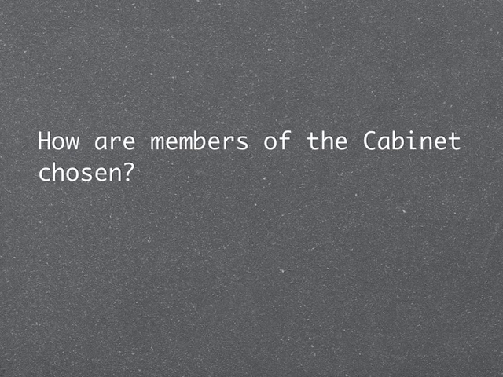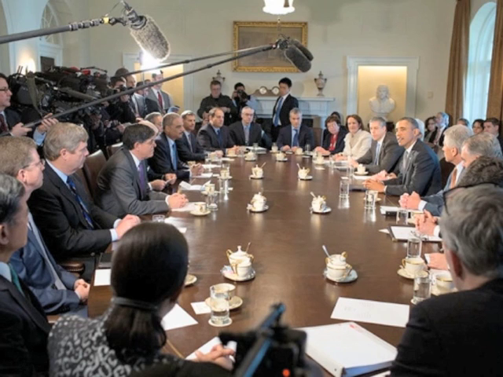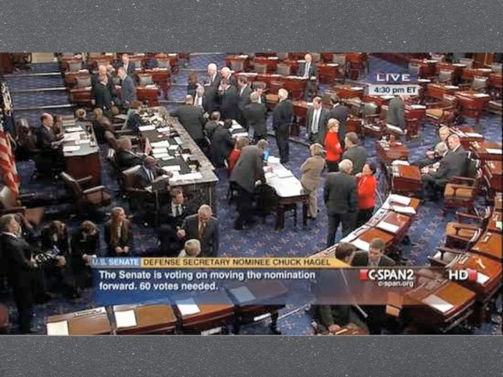How are members of the cabinet chosen? The cabinet is an informal advisory body brought together by the President to serve his needs. By tradition, the heads of the executive departments form the cabinet. The President appoints the head of each of the executive departments, which are then subject to Senate approval.